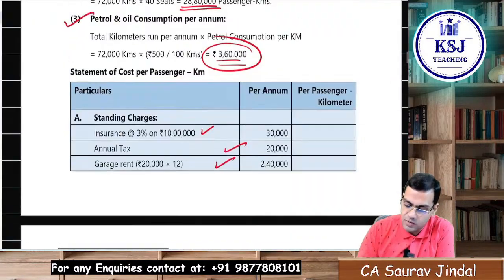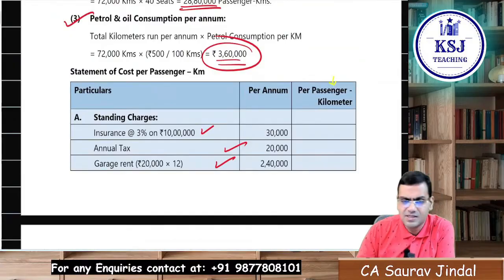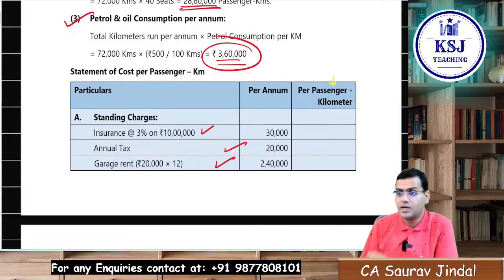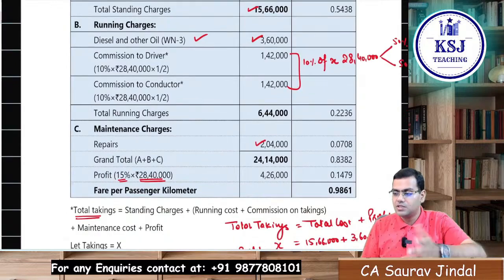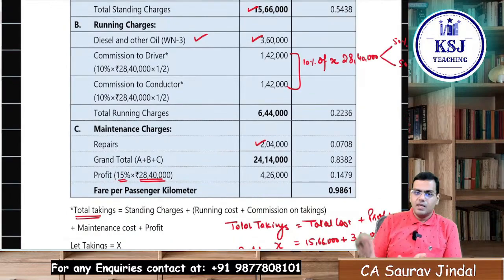If you want to calculate side by side per passenger kilometers, this way is also correct, or if you want to write the total cost first and at the end you calculate the per passenger kilometer fare, even that is also correct. Both ways it is absolutely correct.